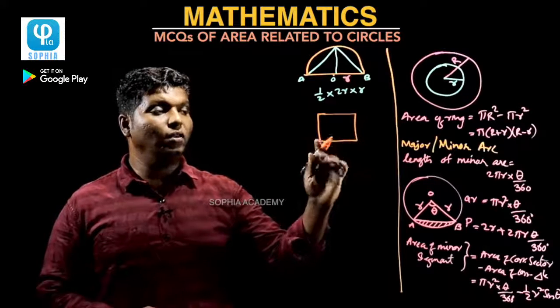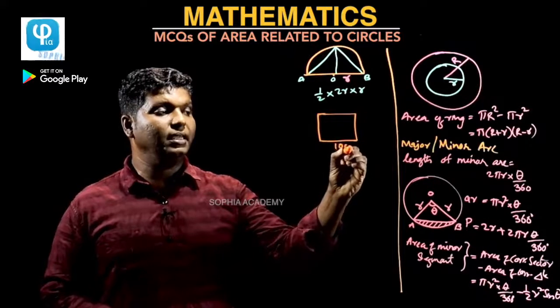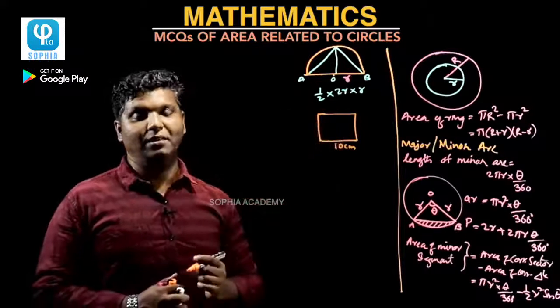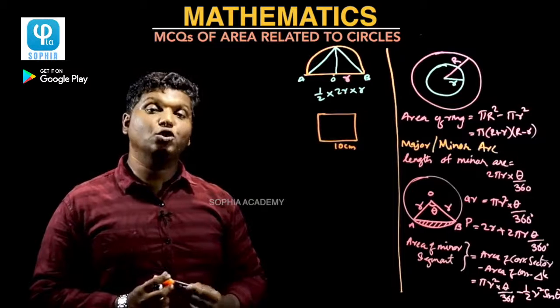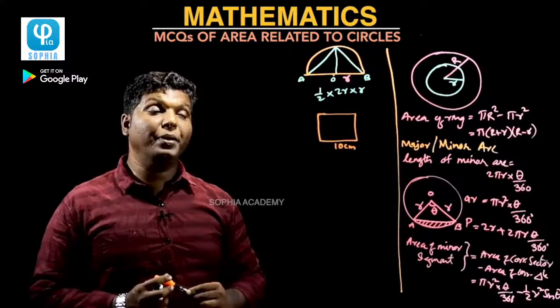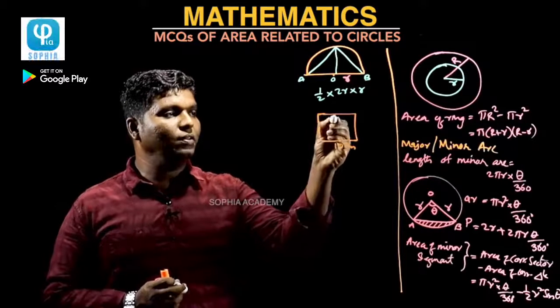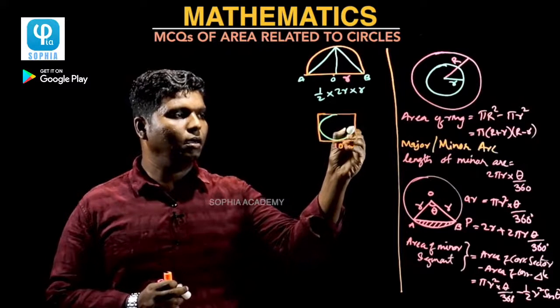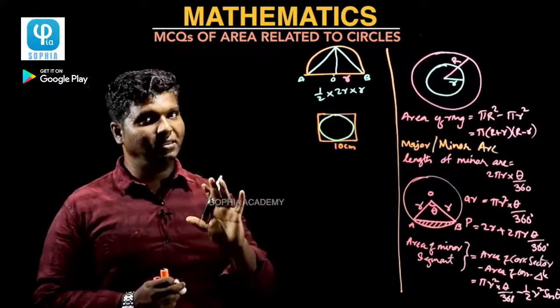The total length of the square is given as 10 centimeters, which means each side will be 10 centimeters. You have to draw a circle. That means a circle should be inscribed inside this square. So if you are drawing a circle within this one, definitely it will be something like this, right?